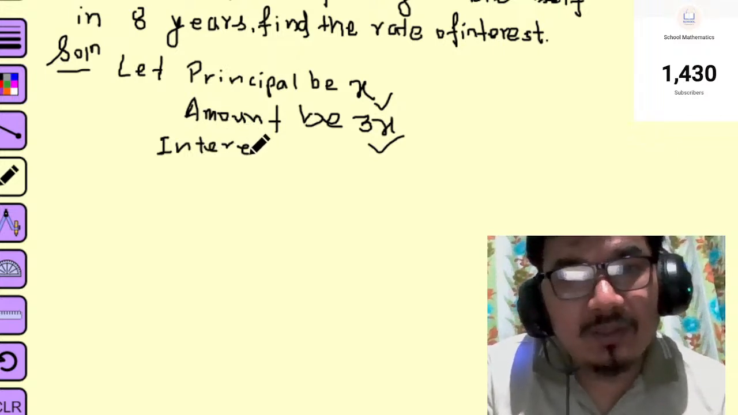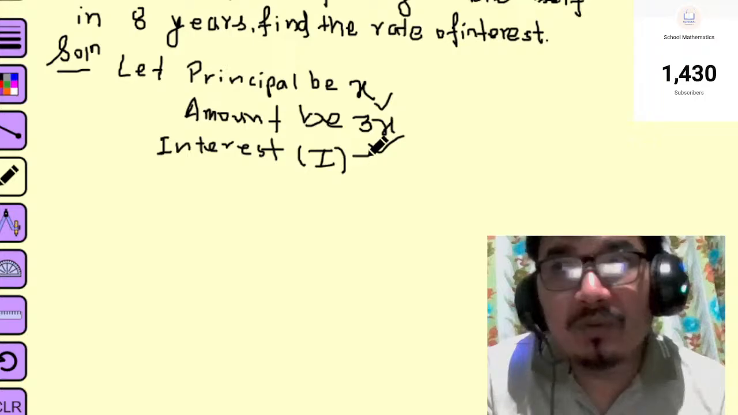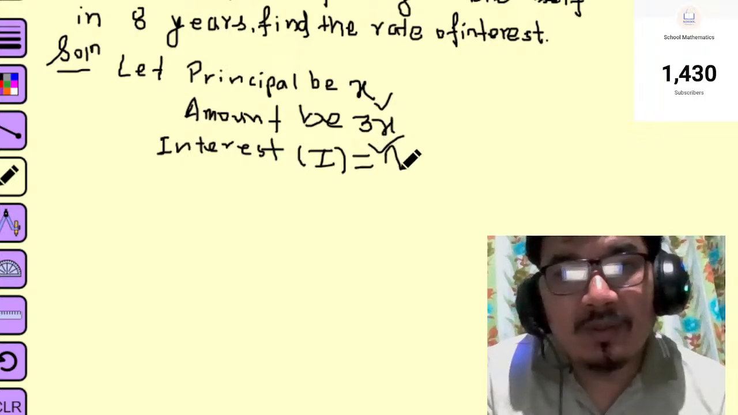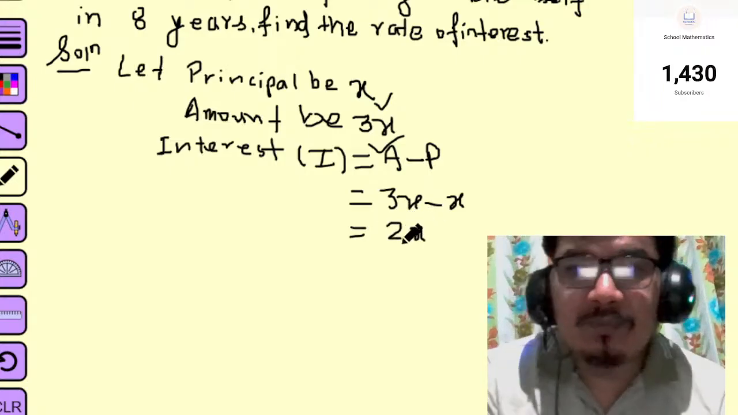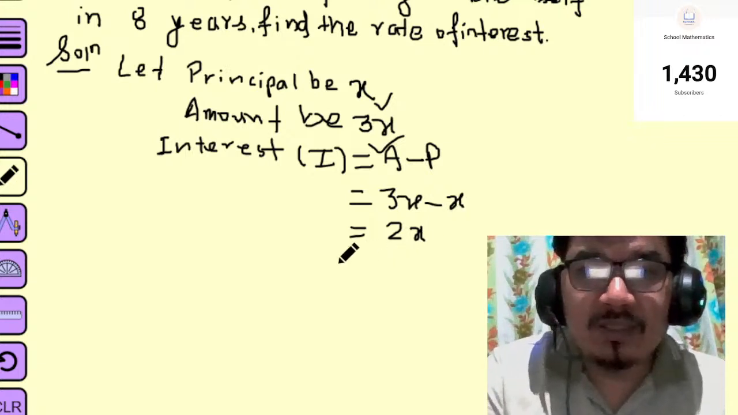As we know, interest I equals A minus P, amount minus principal. Amount is given there as 3x, and principal is given as x. Then it is 2x. 3x minus x is 2x.